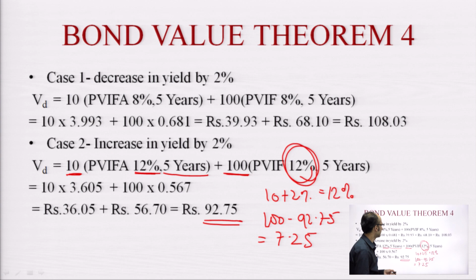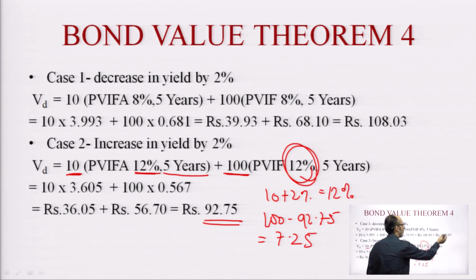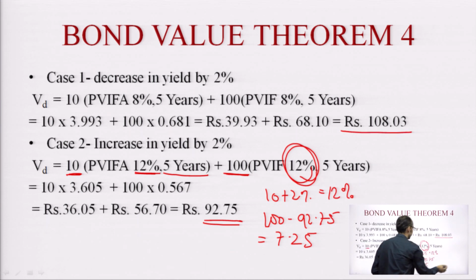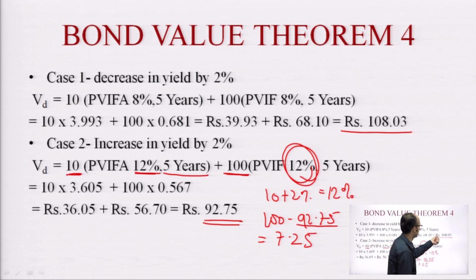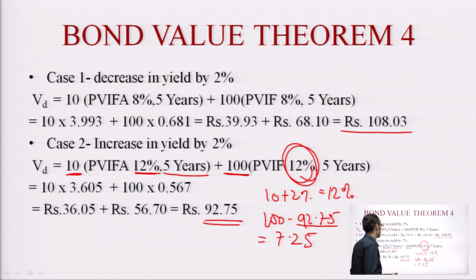Now you can clearly see here that in this case the bond value has risen more than the decline in the bond price, that is 92.75. It means what? With the same rate of increase or decrease in the yield by 2% in the respective cases, we have seen the impact. If we decrease the yield by 2%, the bond value has increased at a much higher rate than the decline in the case where we increase the yield by 2%, where the bond value has come to 92.75.